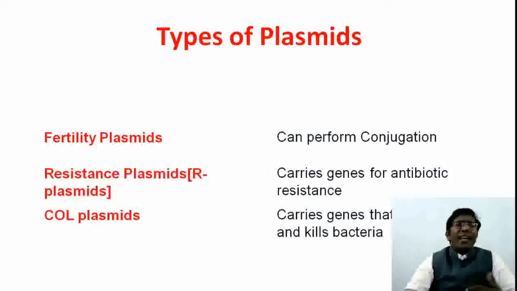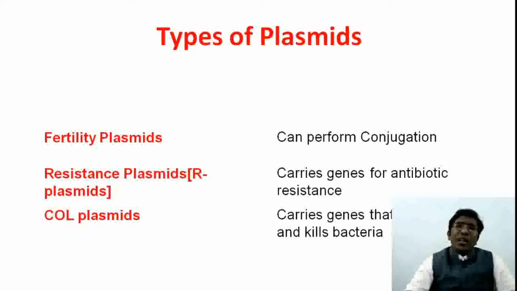And here is another classification of plasmids. Plasmids are divided into three types here. The fertility plasmids. As I told you, these fertility plasmids contain genes for conjugation. The other name for conjugative plasmids is fertility plasmids.